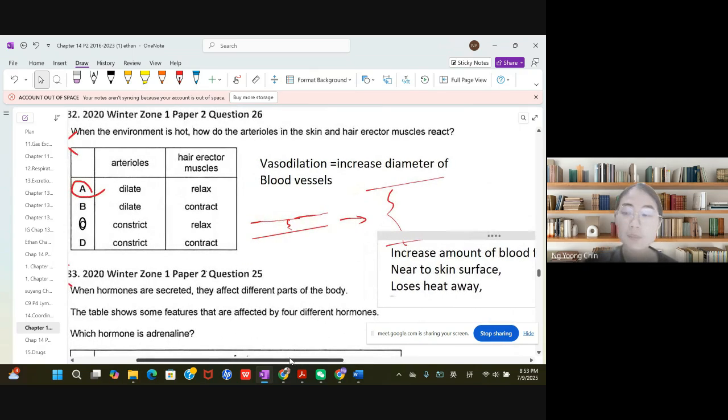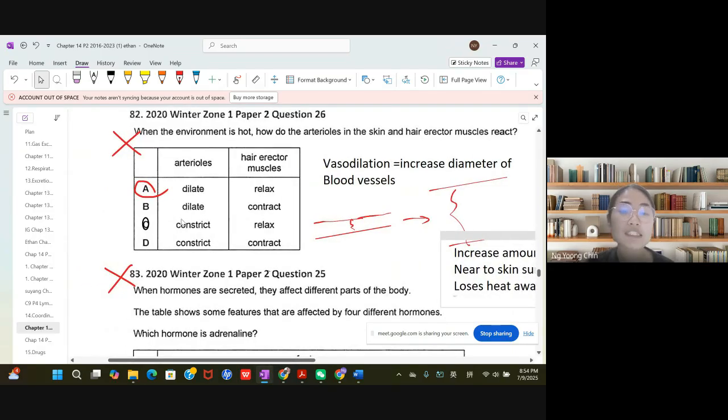Okay, because the blood, right? The blood will carry the heat, you know. That's why whenever the blood flows under the skin surface, very close to the skin surface, they're able to lose a large amount of heat away. So in this way, you're able to reduce your body temperature.